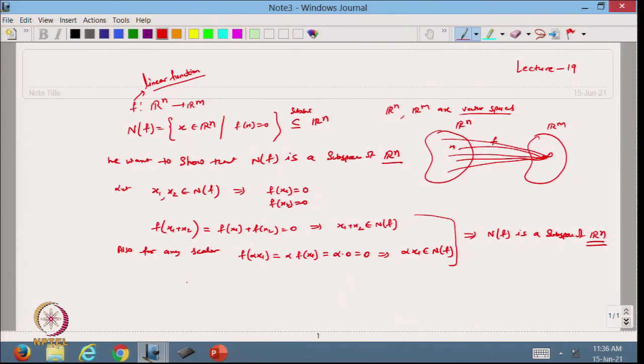Now N(f) is a subspace and it is called the null space of f, or also called the kernel of the function f. So this is also called the null space of f or the kernel of f.